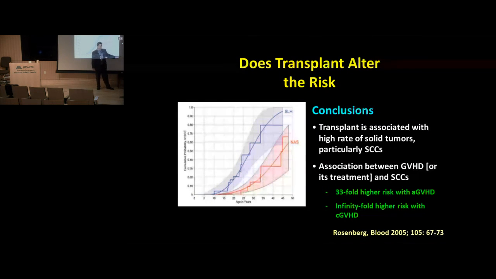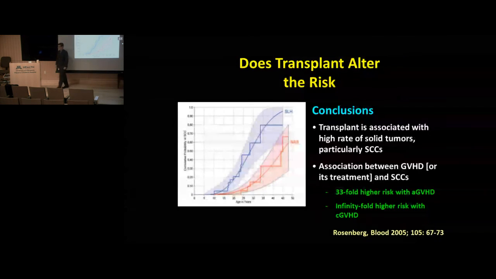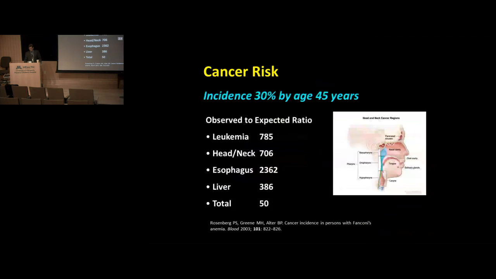That means every single patient, or nearly every single patient, that gets chronic GVHD gets head and neck cancer after transplant with FA. And that's on top of a baseline risk of cancer 706-fold greater than the average population. So this is just how bad a problem this is.